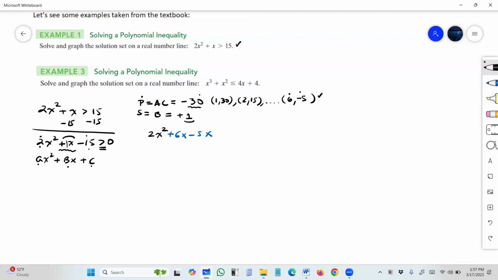So the sum of the 6x minus 5x is still positive 1x. But now I am going to be able to factor by grouping. So this is what the AC method is all about. I group the first two, I group the second two, and I factor the GCF of each separately.